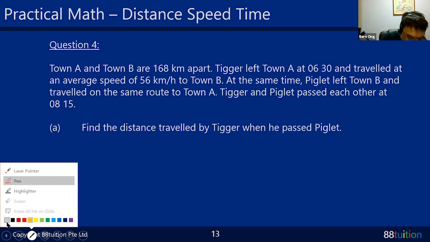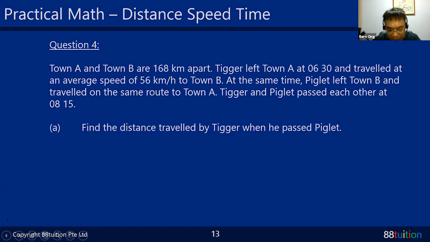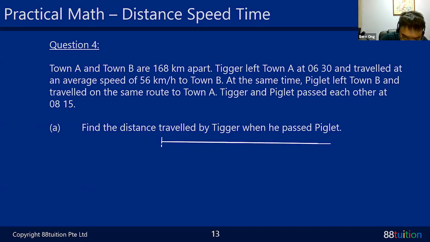Okay, so what's happening? We have a town A and a town B. Let me draw out the idea here. This is town A and this is town B. So what's the story? They are 168 kilometers apart. The distance from town A to town B is 168 kilometers, so all this is fixed.